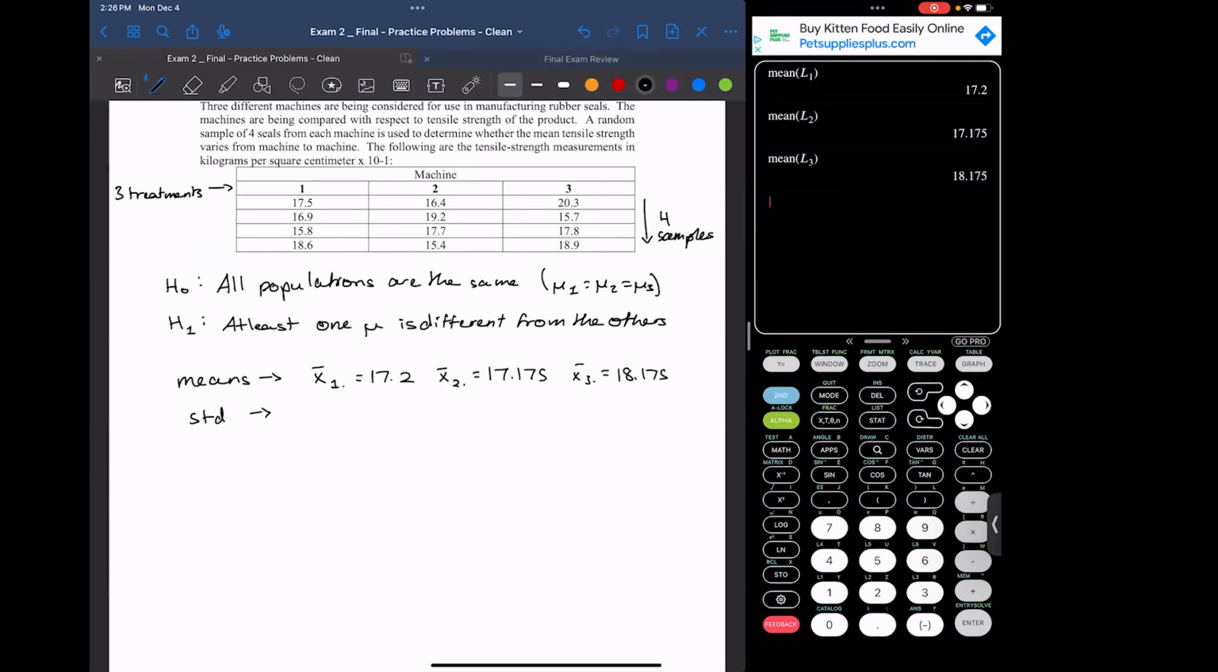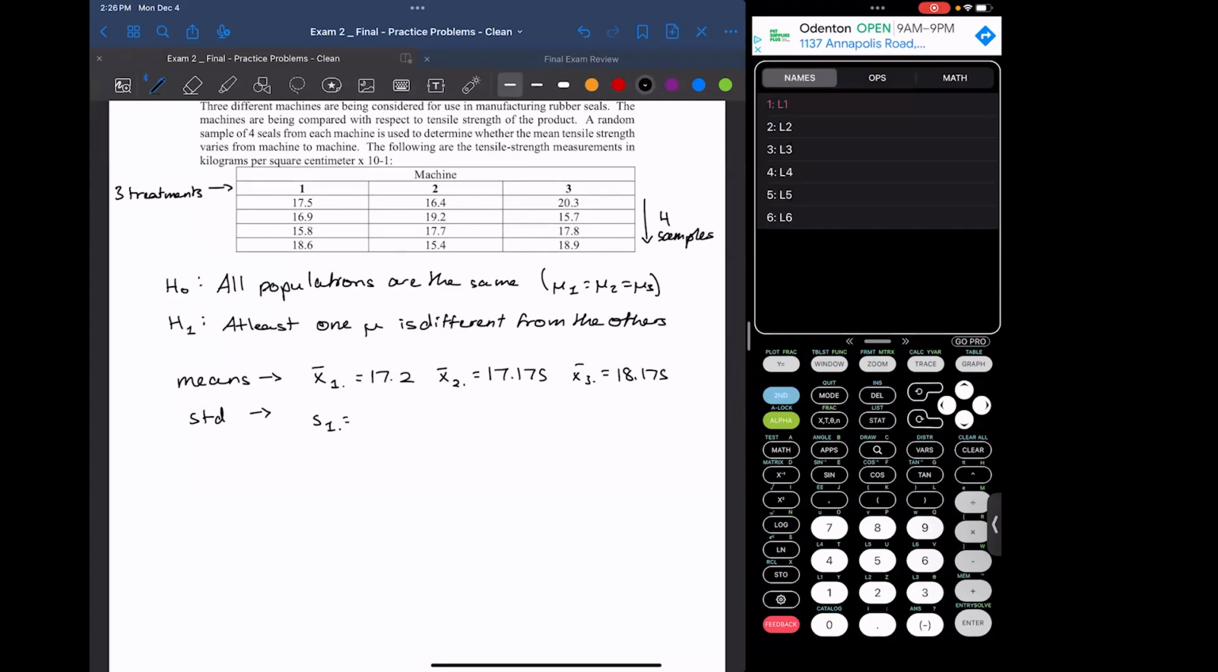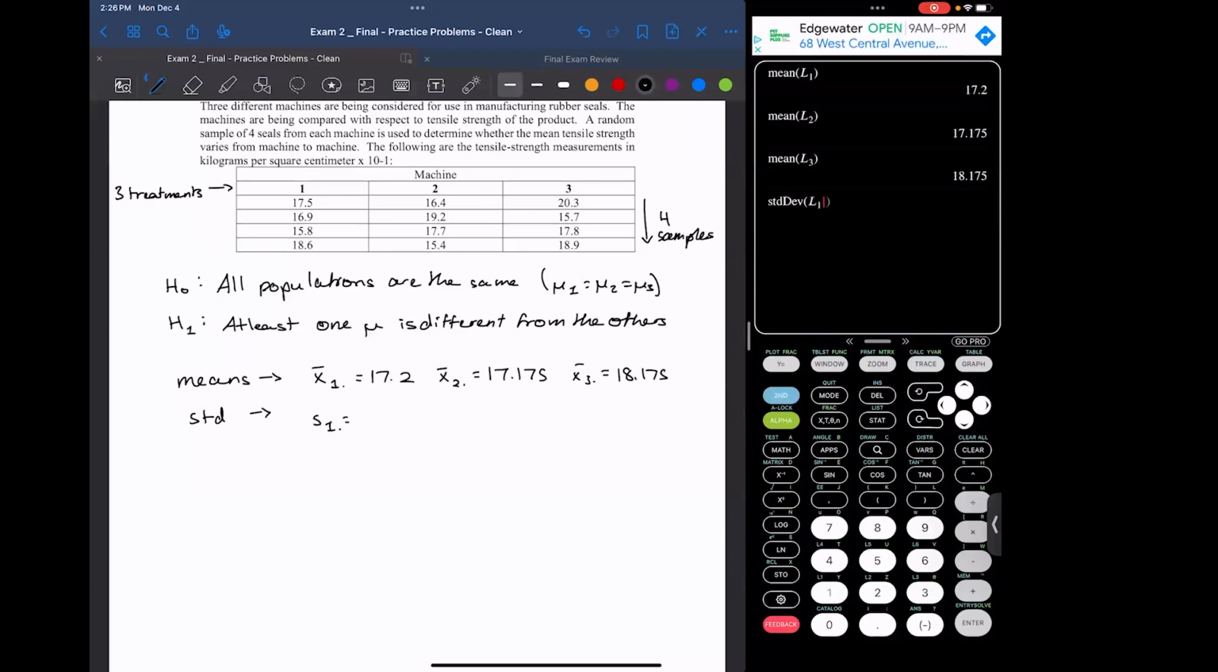Now we can get the standard deviations for each of these. This is in the same place as Second, Stat. Go down to standard deviation, click enter, and then Second L1 to get the standard deviation of the first list. Now that we have all these, we can start calculating our statistics.